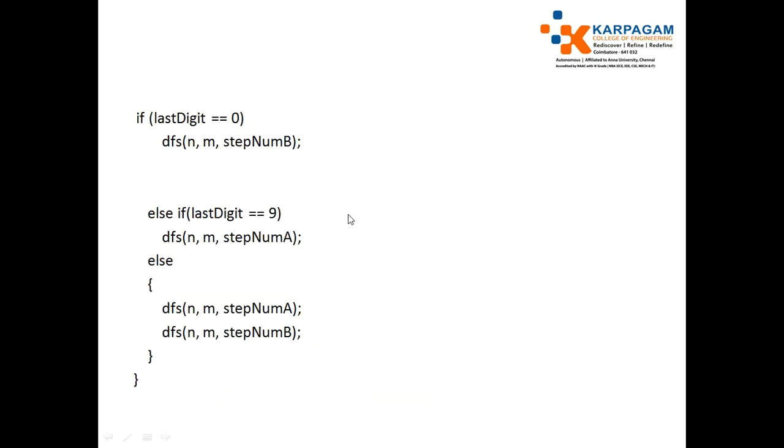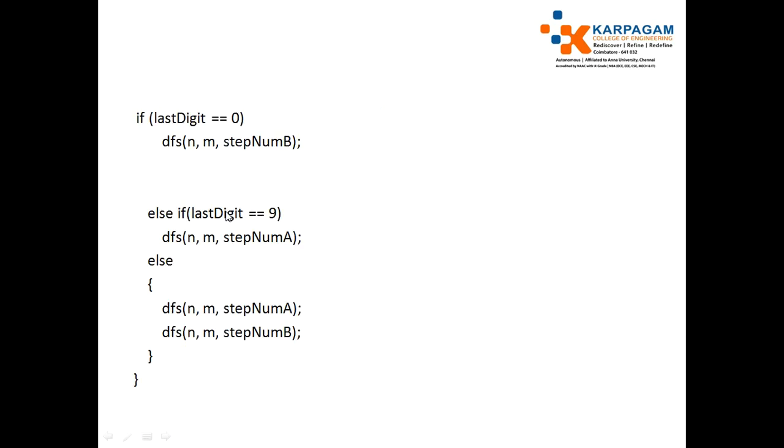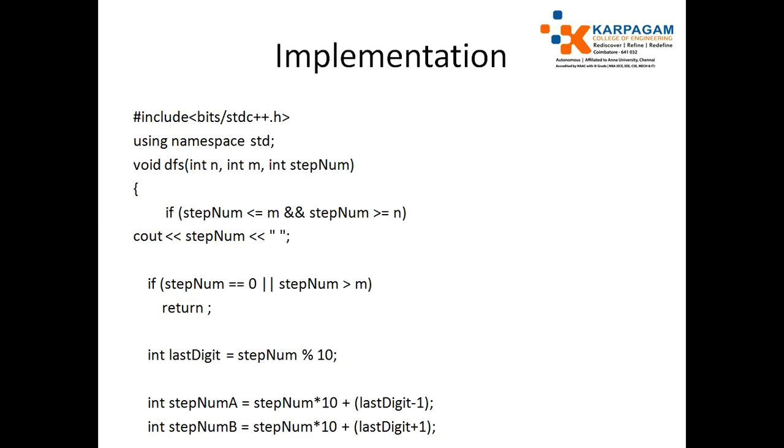Now in your main function you get the values of n and m, and you pass them to a function, say displaySteppingNumbers. Here, individually it will start and try to get all those components connected with respect to a recursive call, DFS of n, m, i. It actually passes to the function you have written for your DFS. It's a very straightforward code where you can easily understand the logic.